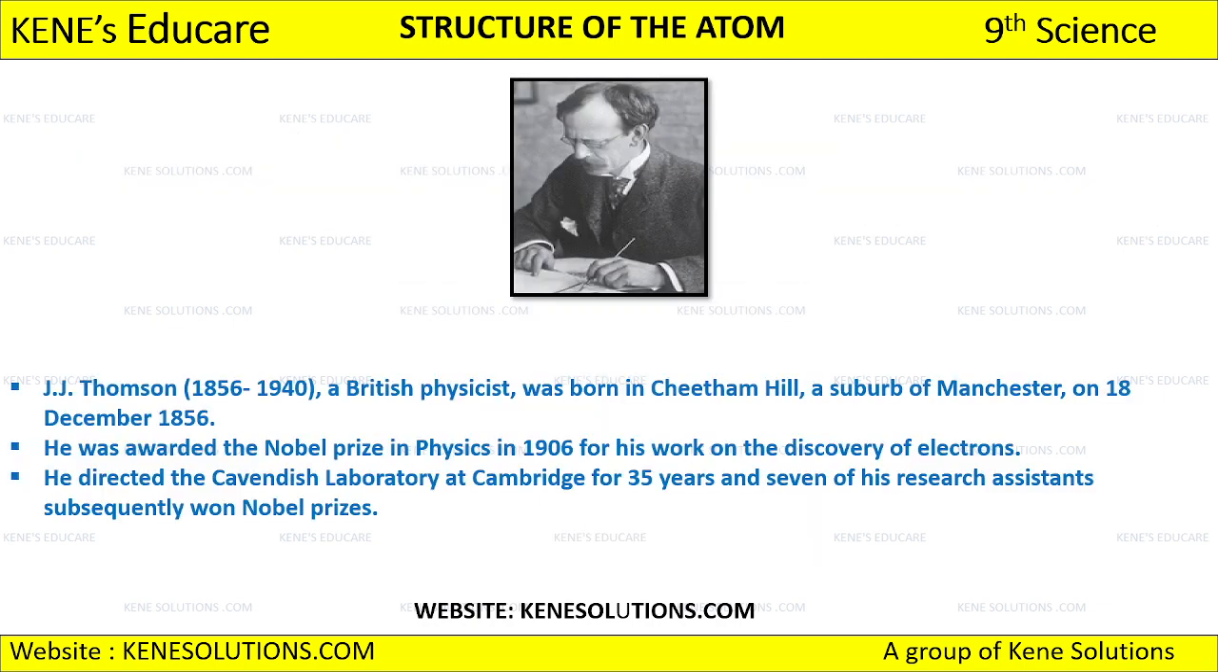After this, we discussed who exactly J.J. Thomson was. So J.J. Thomson was a British physicist, and he was born in Cheetham Hill, which is a suburb of Manchester, on 18th of December 1856. Okay, so for his discovery of electrons, which are negatively charged, he was awarded the Nobel Prize in Physics in 1906. He directed the Cavendish Lab at Cambridge for 35 years, and seven of his research assistants also subsequently won the Nobel Prize.